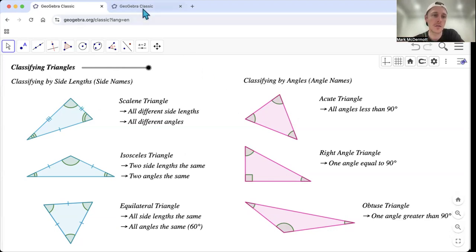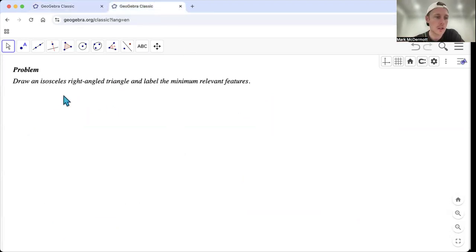And with that, I think it would be good to give you a problem that looks at that. So the problem is: draw an isosceles right angle triangle and label the minimum relevant features. So going back, have a look at the features of right angle triangles and isosceles triangles and draw in what you think would be the minimum requirements to show that a triangle is right angle and isosceles. All right, hopefully that clarifies that, and good luck, and I'll see you soon.